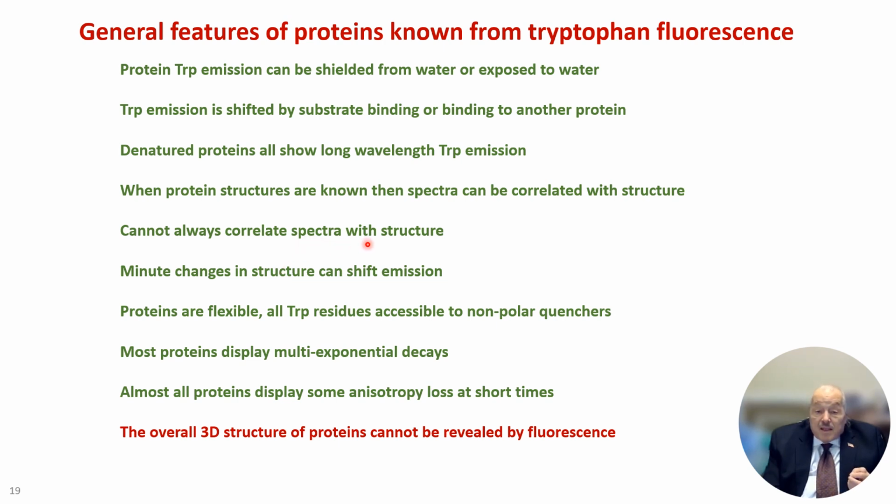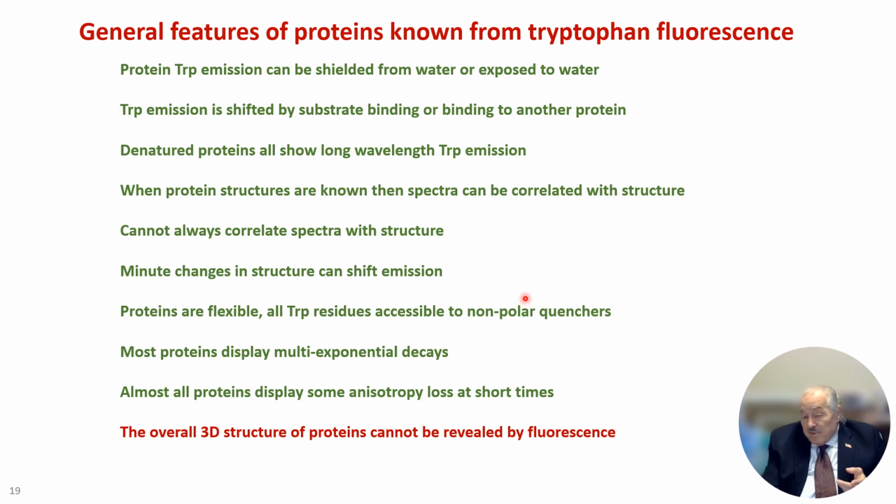When everything is known about the protein, you can sometimes correlate the spectral data with the structure of the protein, but you cannot always do this. Many times you don't know the structure well enough to correlate it with the optical properties. This is an important one, which we'll come to again in a minute. Minute changes in the structure can shift the emission spectra.